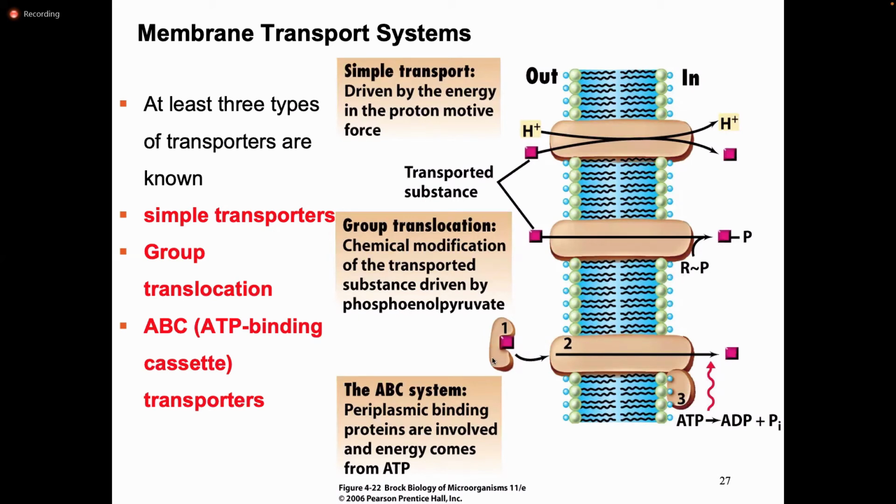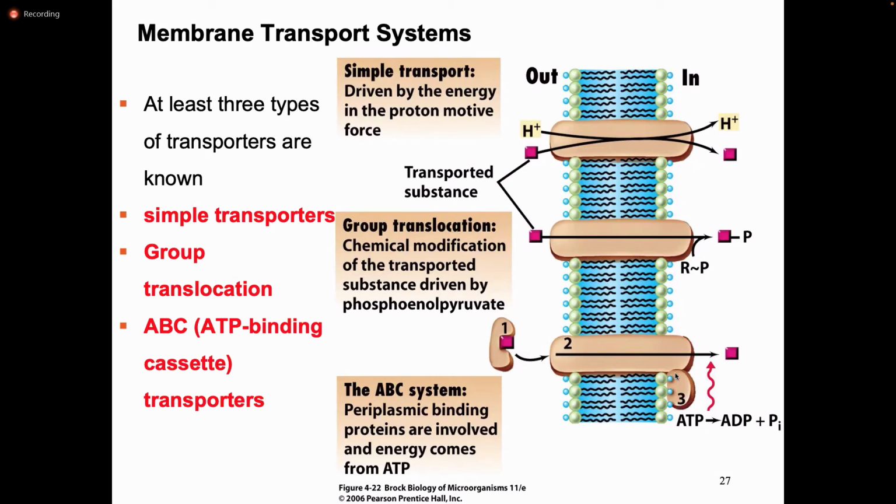Okay, and this is a system where we can see many proteins. This is protein number 1, number 2, number 3. And it's called the ABC system. ABC stands for ATP binding cassette. Where is the ATP binding? This one. This is a small cassette.